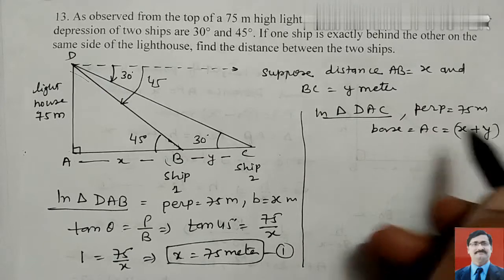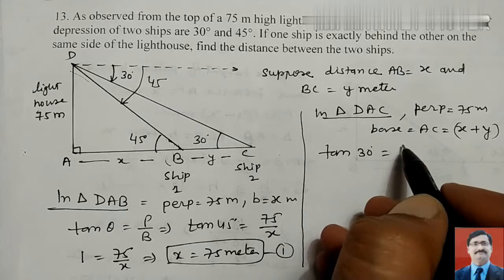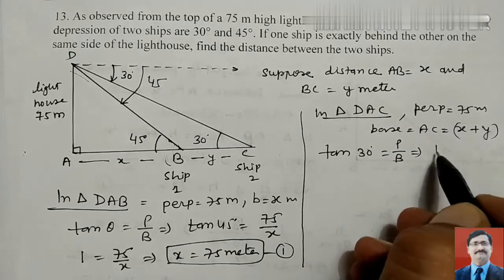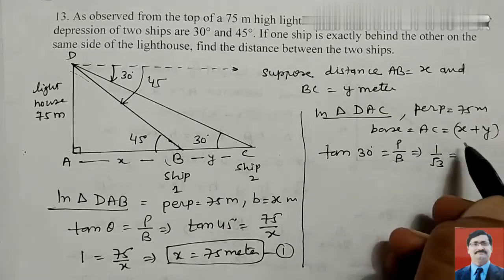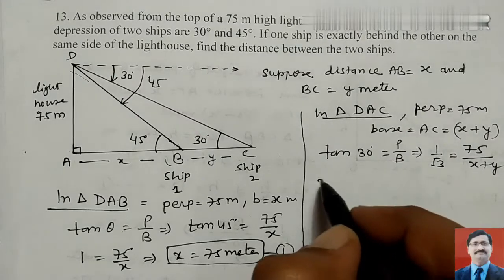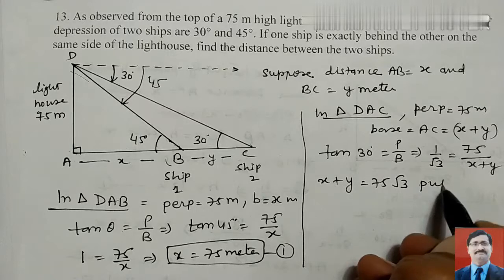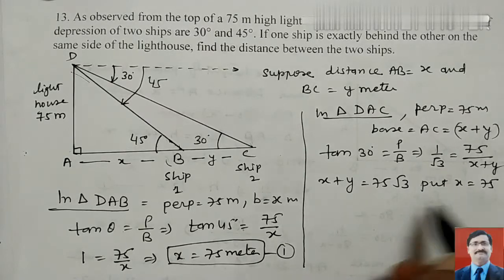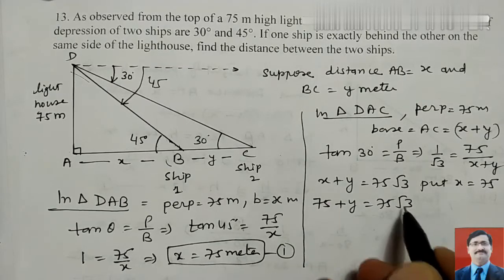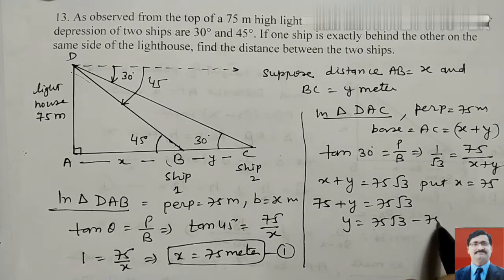plus y. Now tan 30 degree equals perpendicular upon base. Here tan 30 is 1 upon root 3. Perpendicular is 75 and base is x plus y. We do cross product, so x plus y equals 75 root 3. Now put x equal to 75. So in place of x we put 75, equals 75 root 3. Now y equals 75 root 3 minus 75.